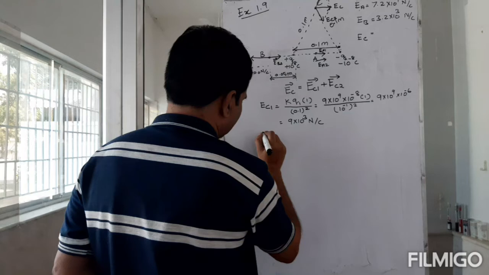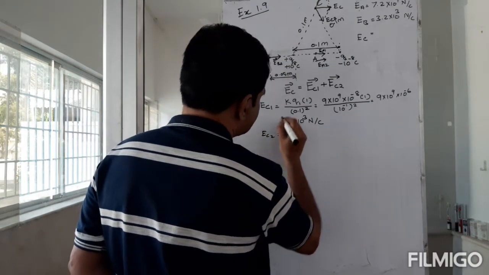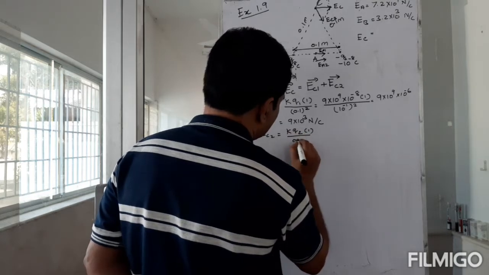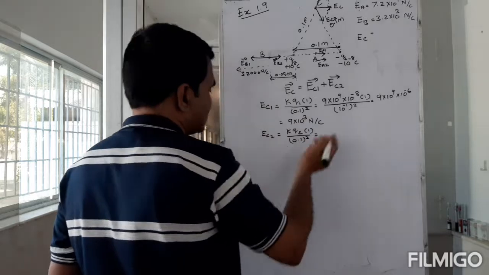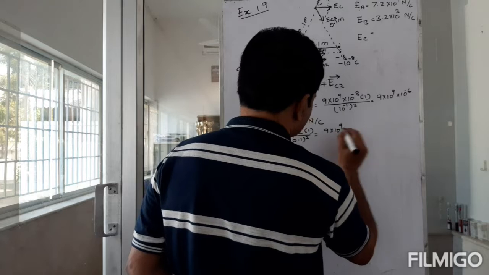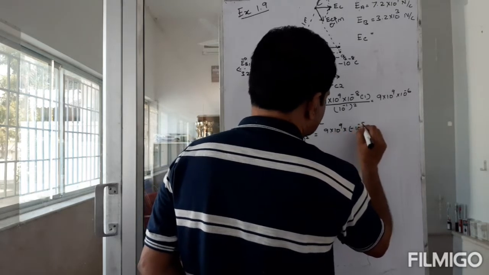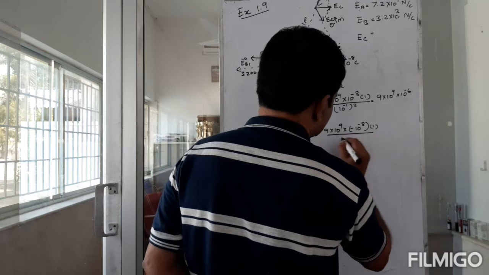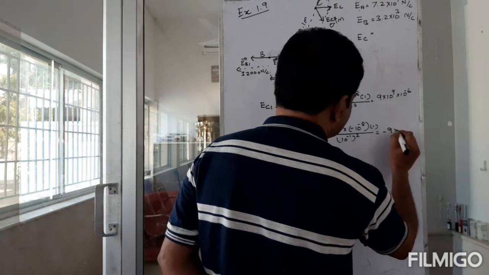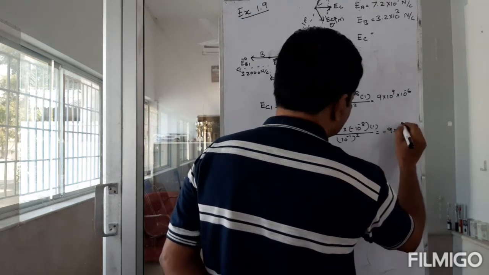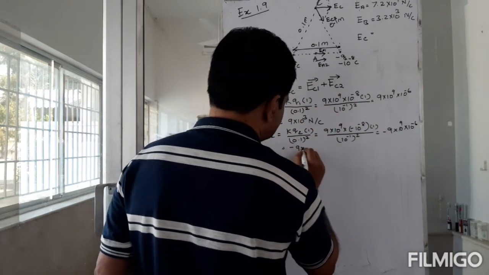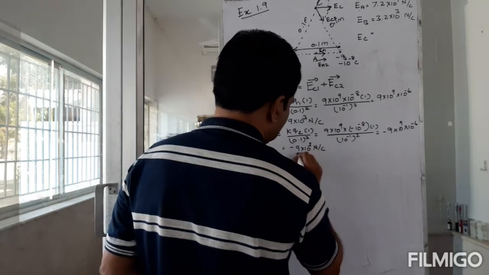And what about EC2? EC2, again K into Q2 into 1 by 0.1 square. If you put in the values, 9 into 10 power 9 into minus 10 power minus 8 into 1 by 10 power minus 1 the whole square, I'm going to get minus 9 into 10 power 9 into 10 power minus 6, the same thing. I'm going to get minus 9 into 10 power 3 Newton per Coulomb.